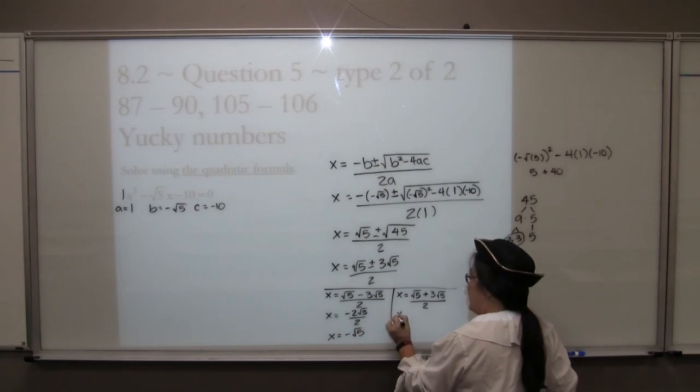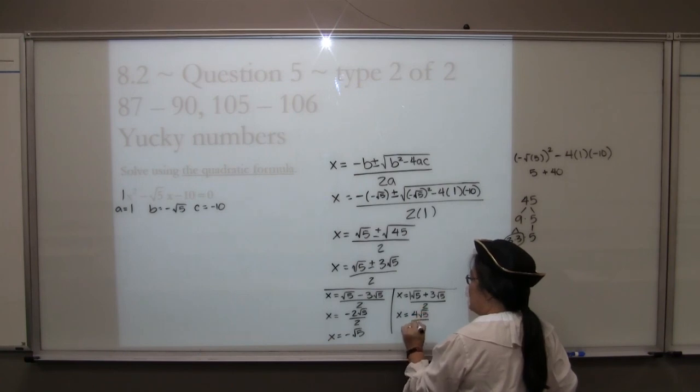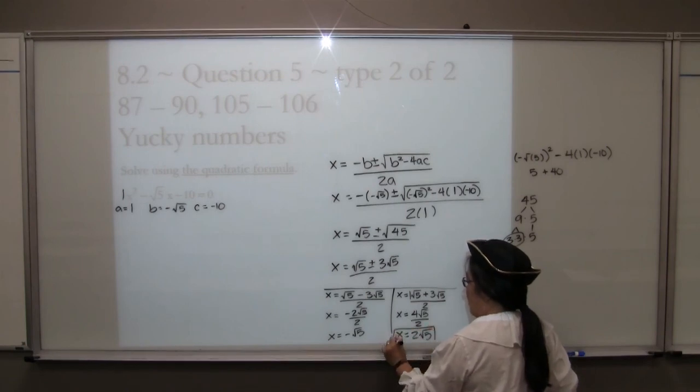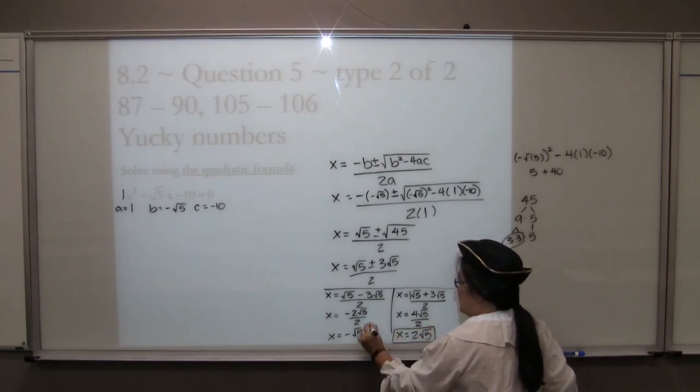How about this one? Invisible 1 in front of that, so we get 4 square root of 5 over 2. Outside numbers can reduce with outside numbers, but you can never reduce inside numbers with outside numbers, and that gives me 2 square root of 5. Folks, you do have to get all the way to this.